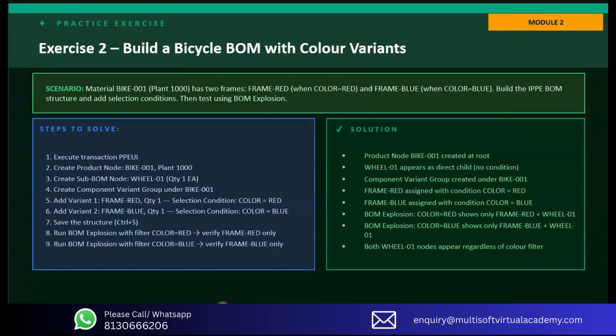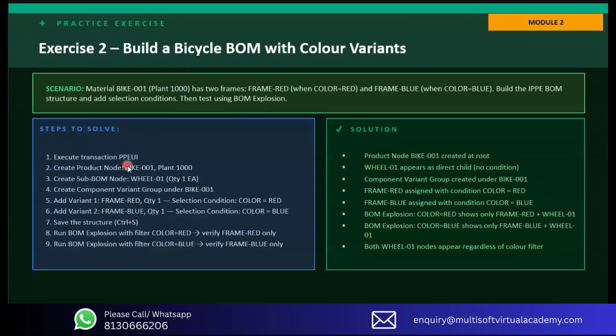And then coming to exercise 2, build a bicycle BOM with color variants. So one example here, there is a scenario. You have a bike. In that bike, there are two frames. One is a red one, when color is equal to red, and frame blue when color is equal to blue. This is the scenario. In IPPE, how do we build this? We have a structure, add selection condition, and then test using BOM explosion. This is how we test it. So what are the steps?